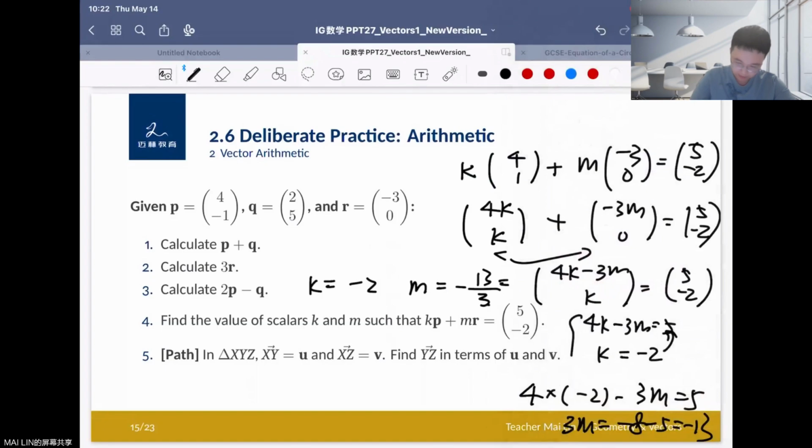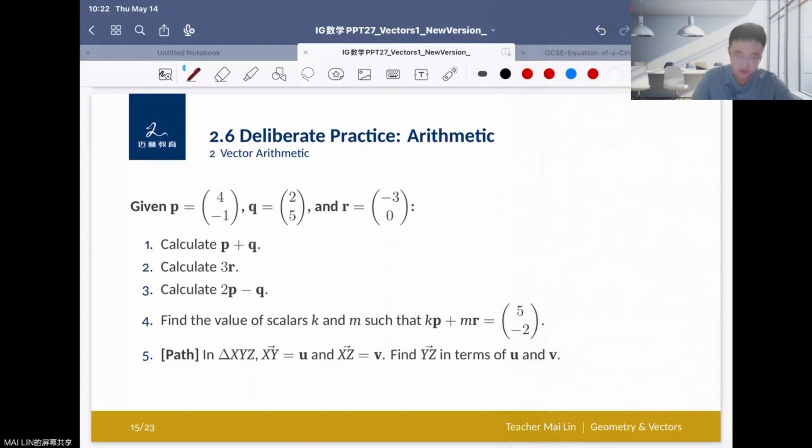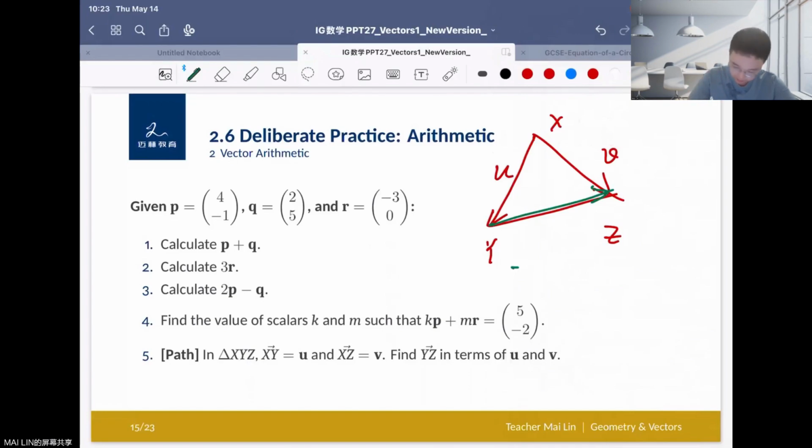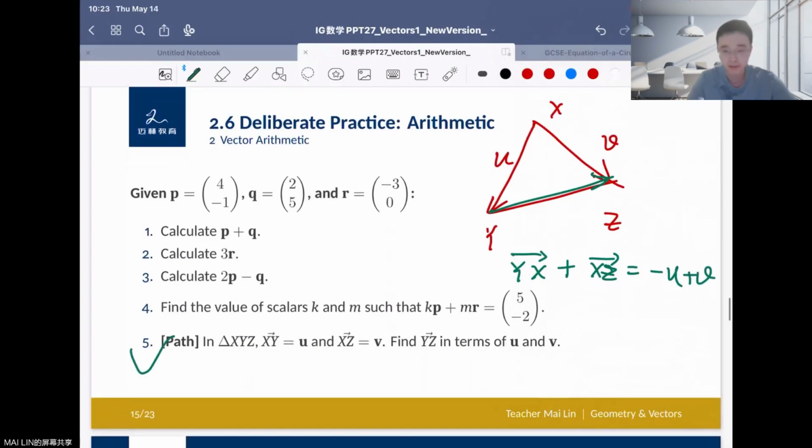And for the fifth problem, we can just try to solve it together. So it's a triangle XYZ. So here's a triangle XYZ. So we said xz equals vector v and xy equals vector u. And we need to find yz's vector. So we can say here, from y to z, you can consider first traveling from y to x, right? And then traveling from x to z, right? So that can be written as y to x is negative u and x to z is v, right? So here it is negative u plus v for the fifth problem, okay?